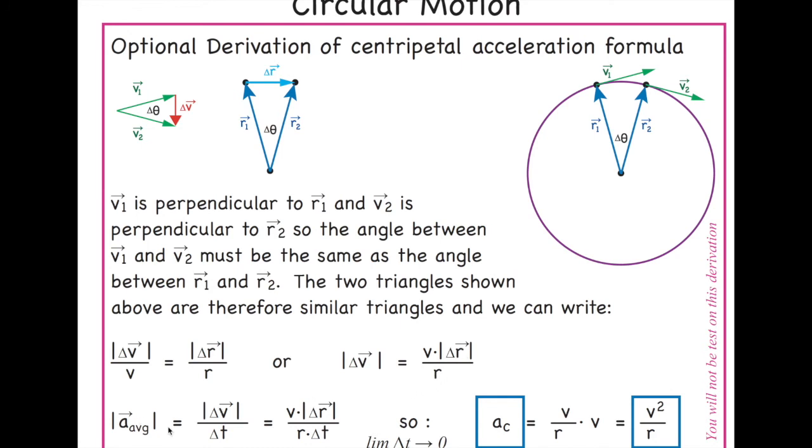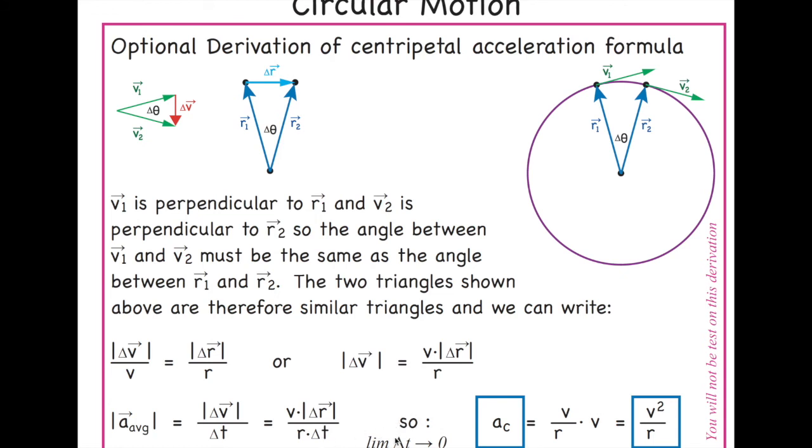Okay, so our definition of average acceleration is just delta V over delta T, right? The magnitude of delta V over delta T gives us the magnitude of the average acceleration. We already figured out what delta V is over here, so we just take that whole thing and divide it by delta T: V times the magnitude of delta R over R delta T.